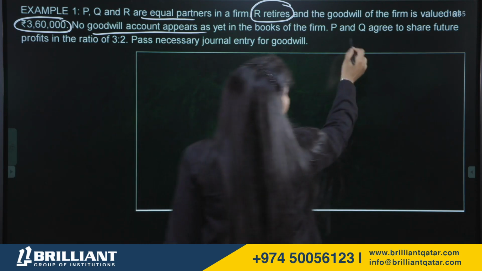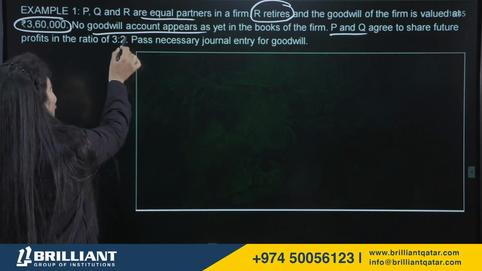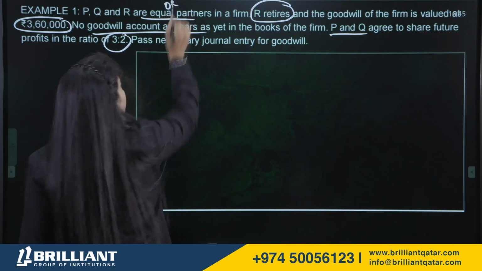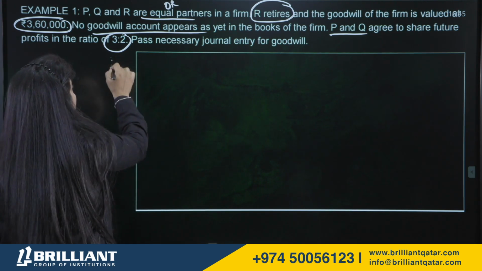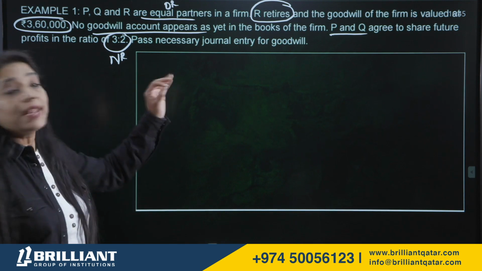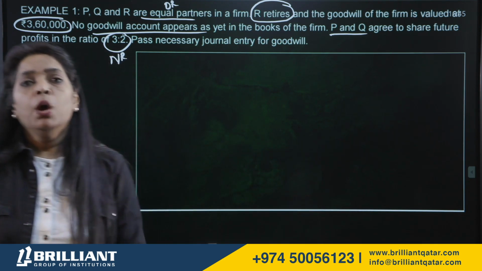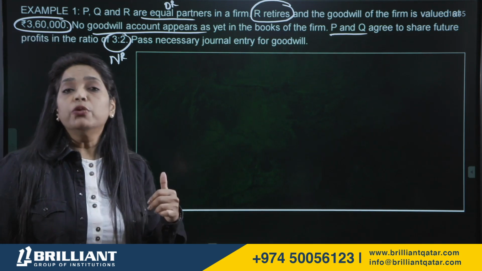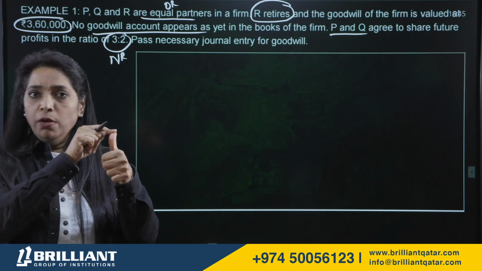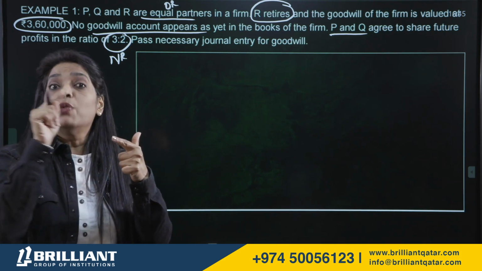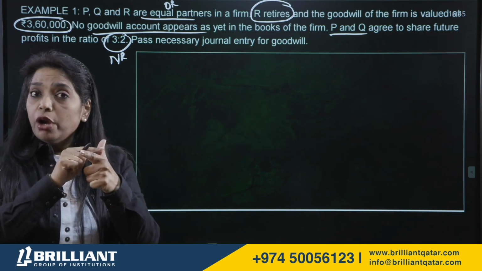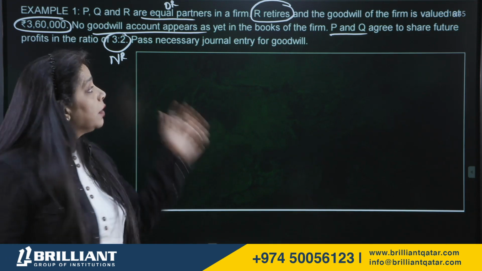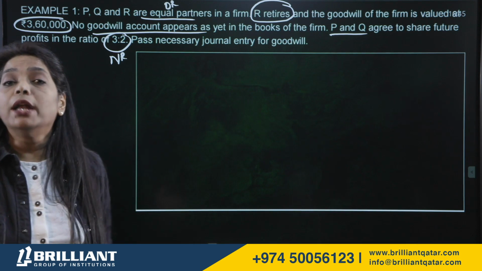P and Q agree to share future profits in the ratio of 3:2. That means the old ratio between the partners is 1:1:1 and the new ratio that you have is 3:2. Pass necessary journal entry for goodwill. Children, whenever they ask you to pass the necessary journal entry for goodwill, first thing that you need to see in the question is what is the old ratio? Second thing to see is whether the new ratio is given, because if the old ratio and the new ratio are given, you have to find something called your gaining ratio. Third thing you have to see in the question, what is the value of goodwill?